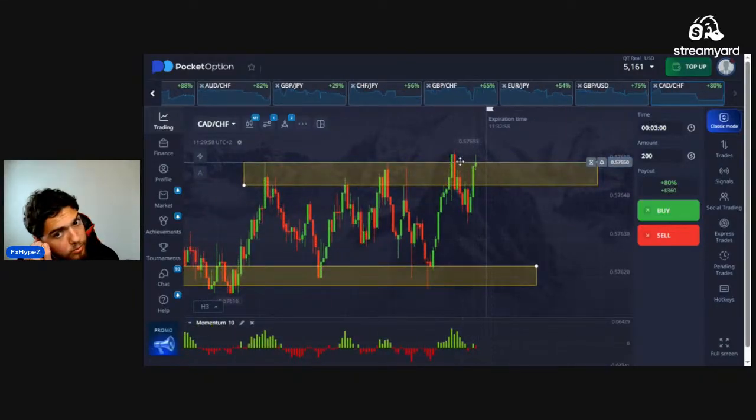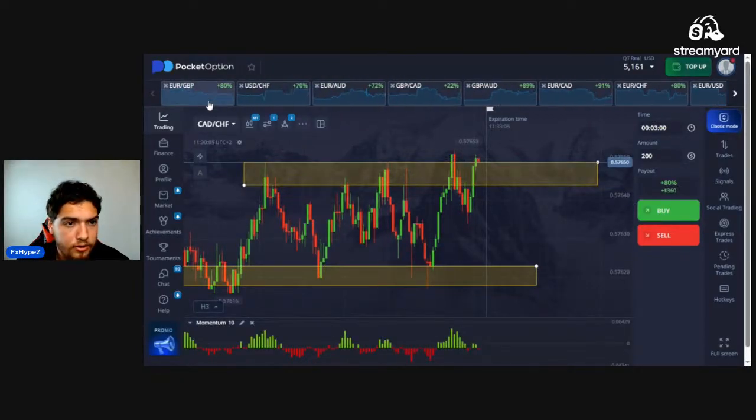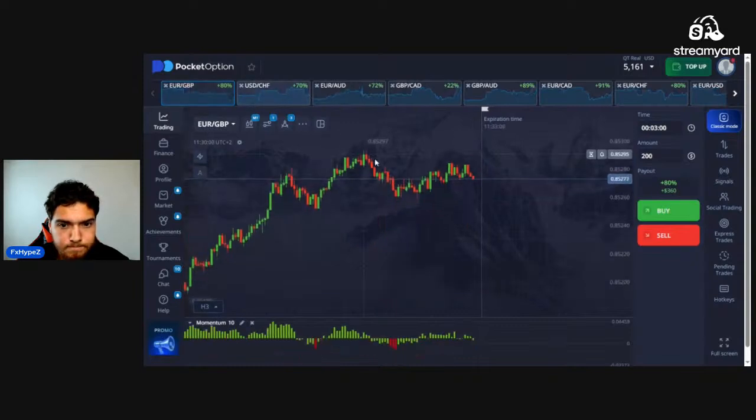CAD CHF might want to break out here. That is very much a possibility.